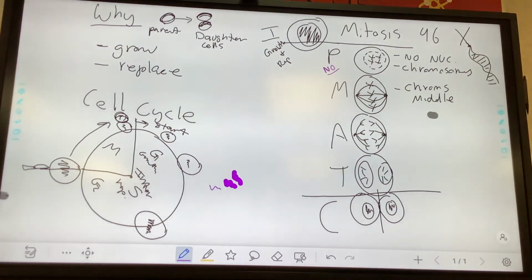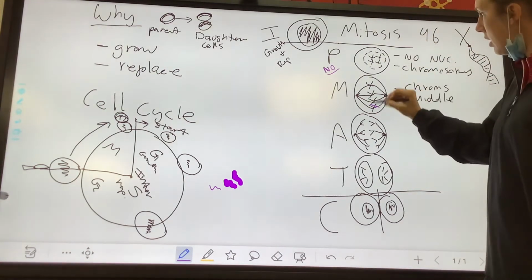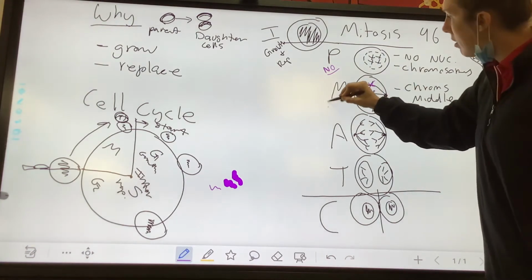Why would I call metaphase middle? Because that's when they go in the middle. Yeah, that's when they go in the middle, Miss Feist. Okay, thank you. Okay, meta, middle. Meta, middle. So they're lining up in the middle. Look at y'all. That's why we call it meta, middle.